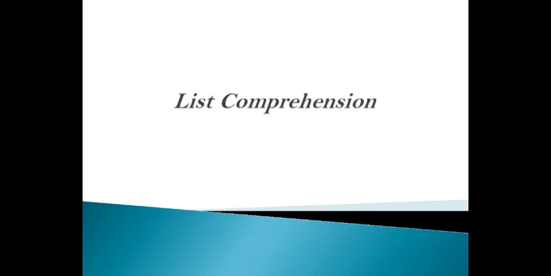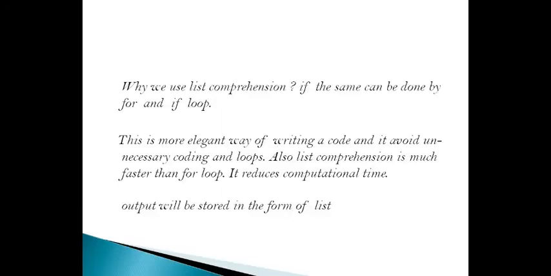List comprehension. Why do we use list comprehension if the same can be done by for and if loops? Because this is a more elegant way of writing code and it avoids unnecessary coding and loops. Also, list comprehension is much faster than a for loop. It actually reduces computational time. And the most important thing is the output will be stored in the form of a list.